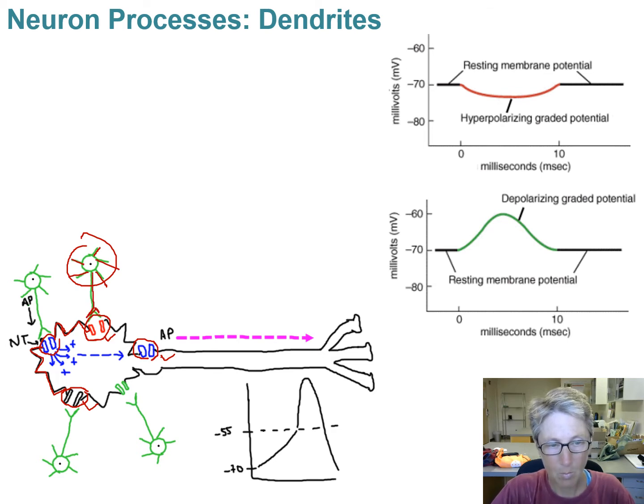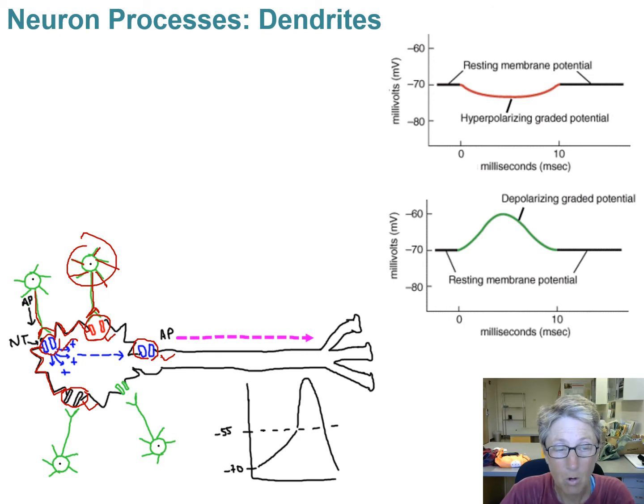Here's the axon terminal of the green neuron. So the green neuron sends an action potential down its axon to its axon terminal and releases a neurotransmitter. The neurotransmitter binds to this channel, so this is a ligand-gated channel. Remember, we talked about this earlier. Ligand-gated channels, when they bind their neurotransmitter and open, whether positive or negative charges come in, it will always be a graded potential.